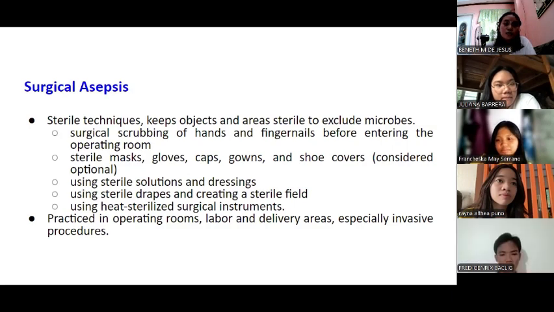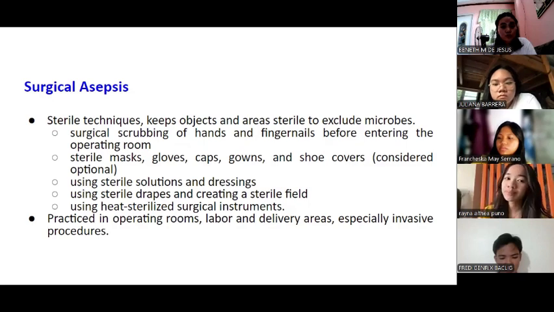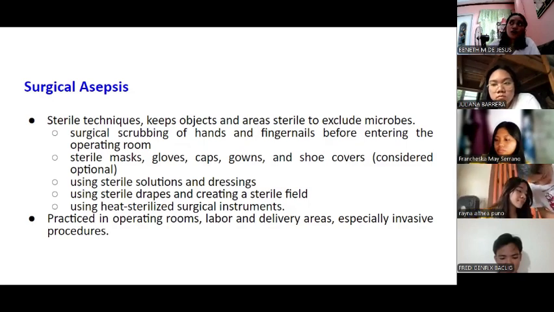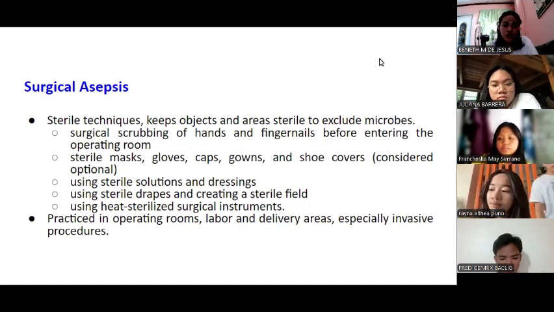So for the surgical asepsis, sterile techniques keeps object and area sterile to exclude microbes. Katulad ng surgical scrubbing of hands, katulad nung yung 1, 2, 3, 4, 5 na hand washing, yun. Isa siya sa surgical asepsis. At pagsusuot ng mga PPE, katulad ng scrubs, ng gloves, ng face mask, shoe covers, para mapanatili na katulad sa OR, para hindi makapasok dun yung possible na pathogens or microorganisms na nakaka-affect dun sa inoperahan.